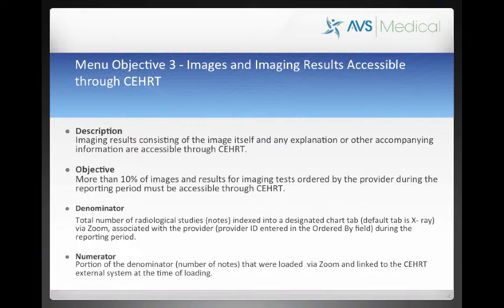Now, if you have an interface today to a radiology system, that will not count if they're just radiology reports that are being pulled into the patient's chart. You actually need to link your Zoom scanning software to, for example, a hospital's PACS system, or the hospital's imaging system. You do have a way to go in and set up a link to that external system, and then you can click and browse that system, find your patient's image, link it to the patient's chart through Zoom. So you need to do that on 10% of all the images that were ordered by the provider during the 12-month attestation period.